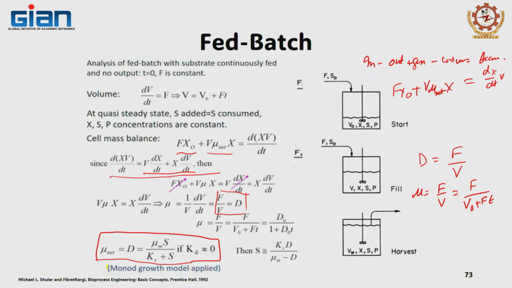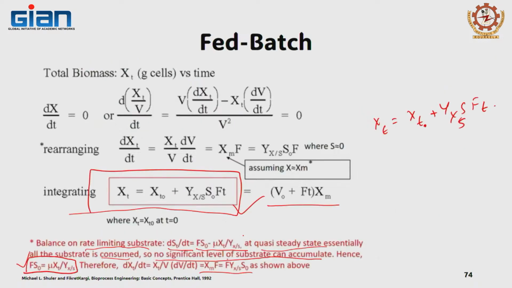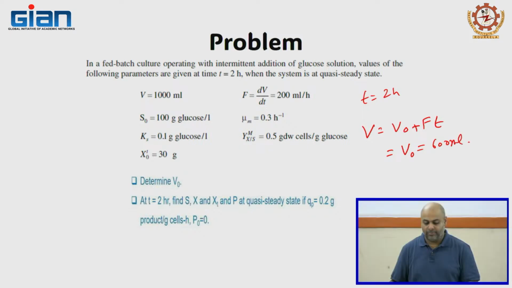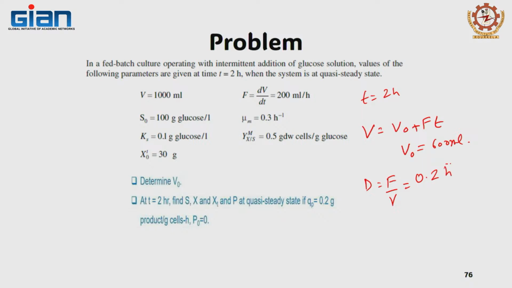Do you see any equations here? Your V is V naught plus F t. Your V naught is already given as 600 ml. You can estimate it, right? V is given, F is given, t is given. You can estimate your V naught to be 600 ml, and your dilution D, which is F over V, comes to around 0.2 per hour.